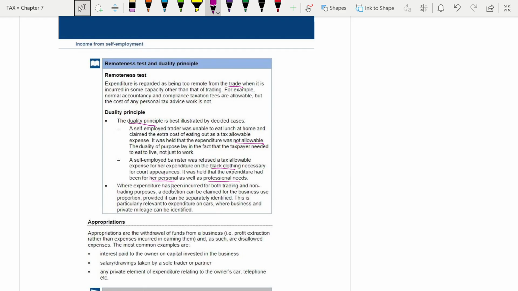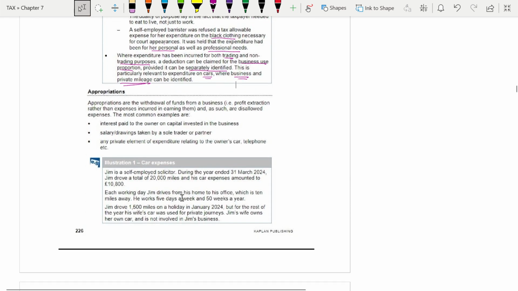When expenditure is incurred for both trading and non-trading purposes, a deduction can be claimed for the business use proportion. Proportionately, how much is for business use and how much is for private use, if we can identify it separately. This is particularly relevant to expenditure on cars, where you are using the cars for private mileage as well as for business purposes.